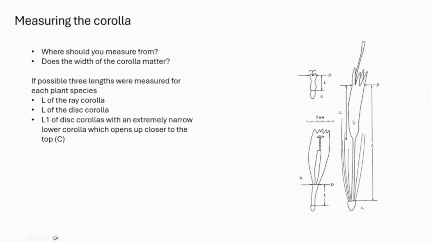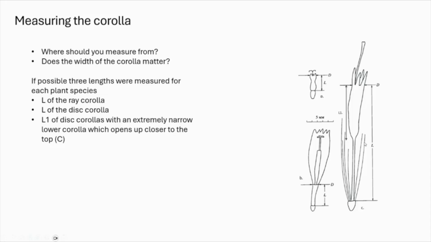But as we went along, I found that thistles, particularly, would have disc floret shaped like this. So you'd have a really, really narrow corolla, but you couldn't really fit anything in. So it's kind of useless to measure all of this. So I measured this as well, L1, which I call the effective length.